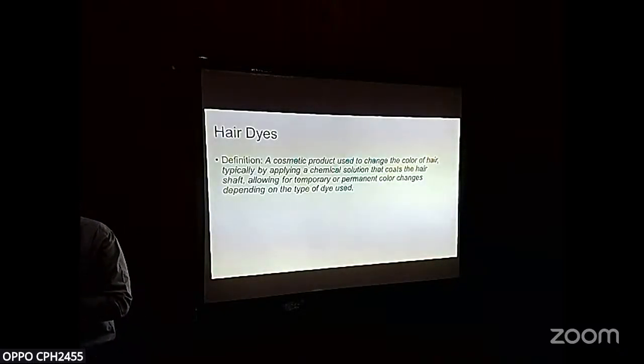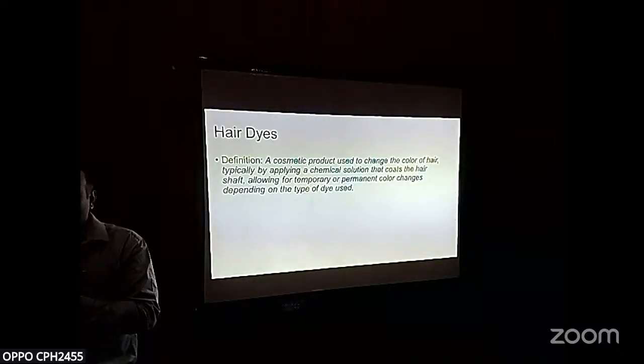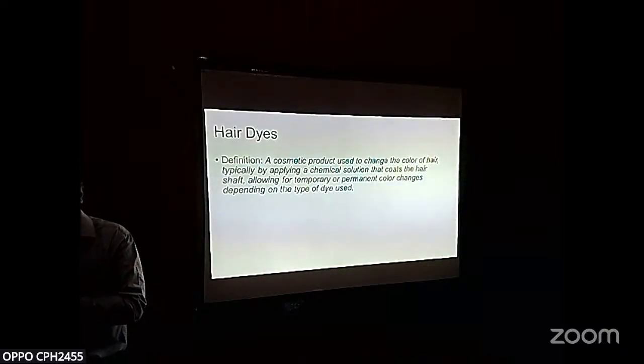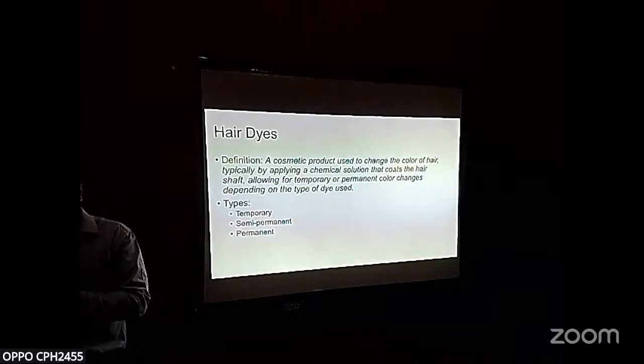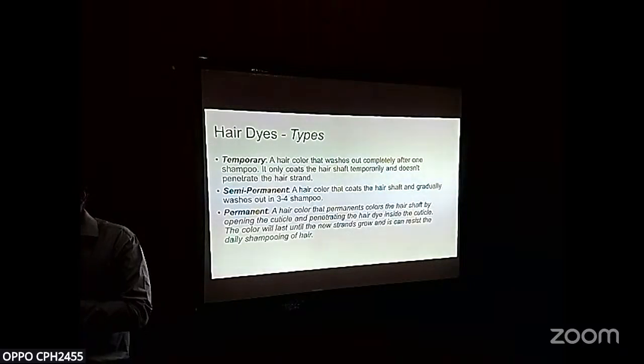So the last category which I will be talking about is hair dyes. I think many people after 35 are using hair dyes in daily life in one way or another, which is a very traditional technique, and many people are confused about how many categories there are. So there are temporary dyes, semi-permanent dyes, and permanent dyes.